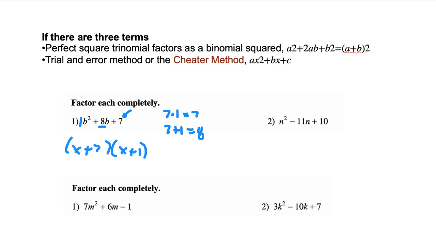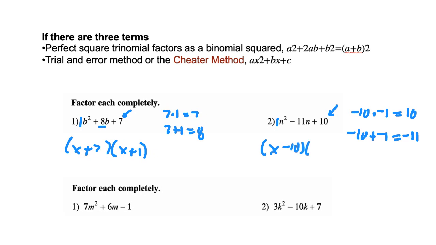Done. That's it. Here, I've got a 1 in front of the x squared again. So what two numbers multiply to give me 10, but add up to negative 11? Well, negative 10 times negative 1 is 10. Negative 10 plus negative 1 is equal to negative 11. So those are my two numbers.